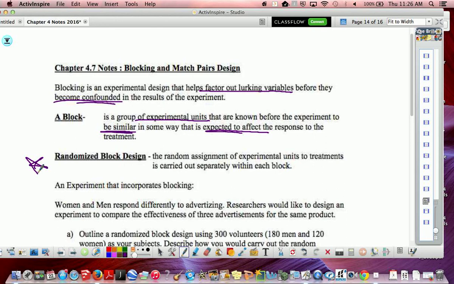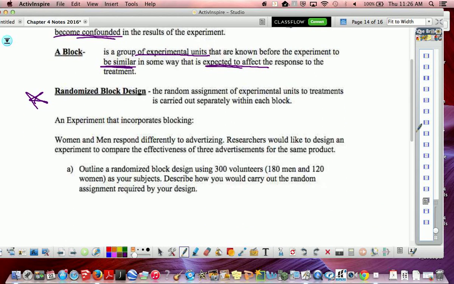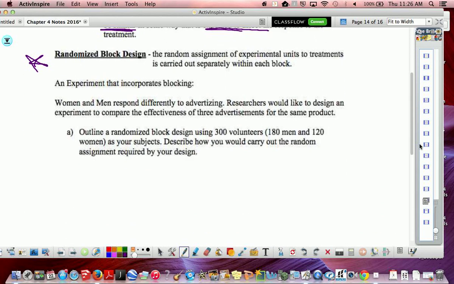To give you an example of an experiment that incorporates blocking, let's take a look at this one. Here it says men and women respond differently to advertising. Researchers would like to design an experiment to compare the effectiveness of 3 advertisements for the same product. Outline a randomized block design using 300 volunteers, 180 men and 120 women as your subjects. Describe how you'd carry out the random assignment required by your design.